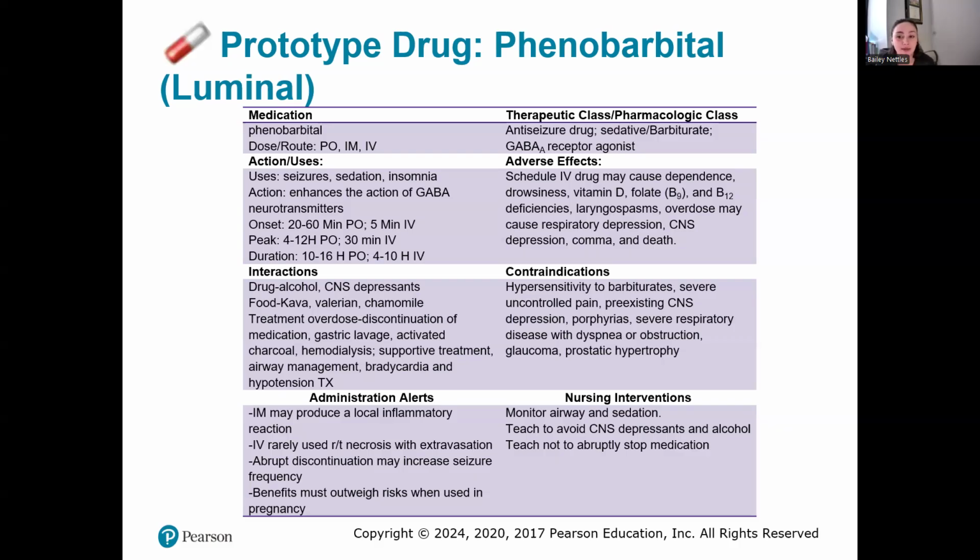All right, so when we give this medication, monitor airway and sedation. Avoid other CNS depressants, especially alcohol. Do not stop abruptly, okay? Since most of these seizure medications will cause you to be drowsy or some kind of lowering of your LOC, or normal expressions, we have to worry about falls, okay?